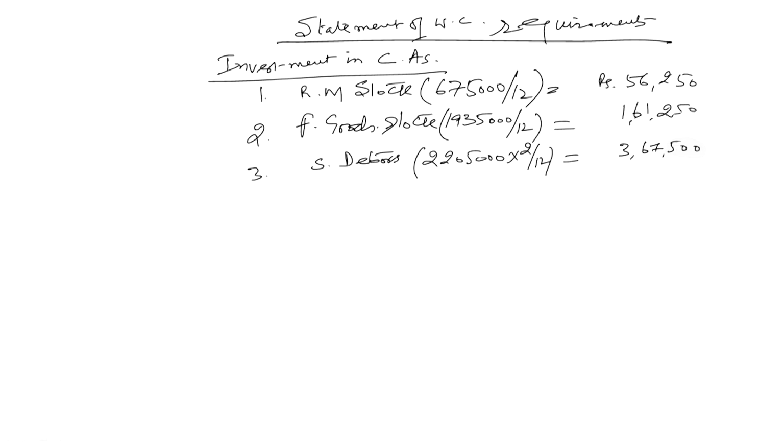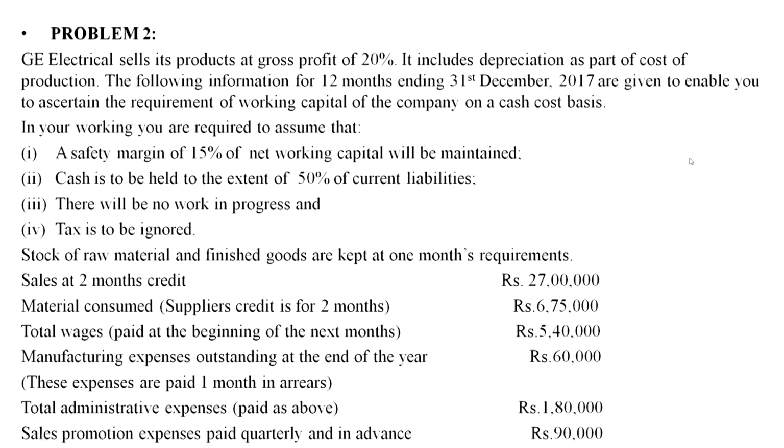And then the next item given to us is, we have taken the material, we have taken now the manufacturing expenses, meaning the finished goods stage, there is no work in process stage.